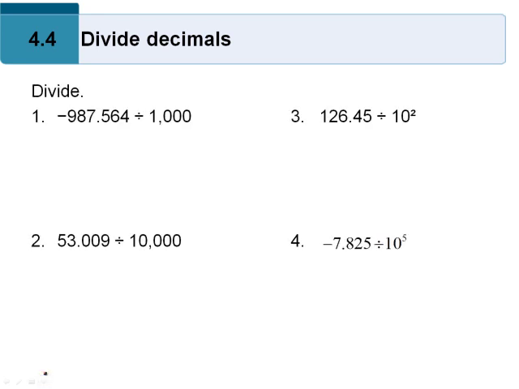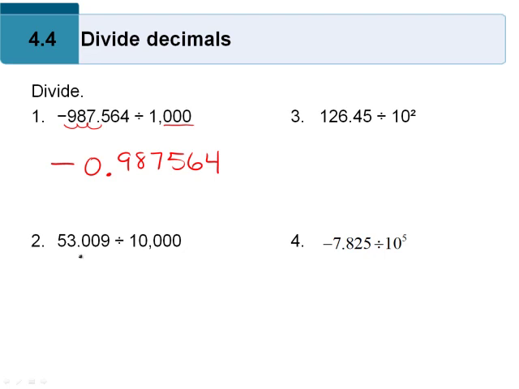So here's some examples to practice on. We have negative 987.564 divided by 1,000. We have 3 zeros in our power of 10. We have a negative and a positive, so our answer is going to be negative. With 3 zeros in our power of 10, we move the decimal point 3 places to the left. So we go whoop, whoop, whoop, and it comes all the way to the front. So you're going to have 0.987564, and that would be your answer there.